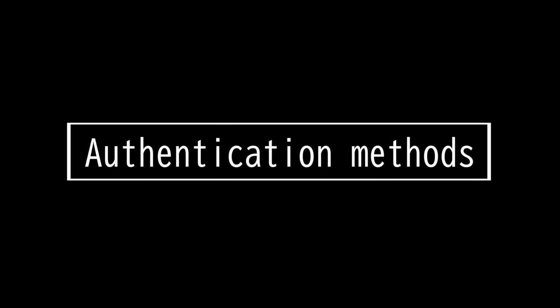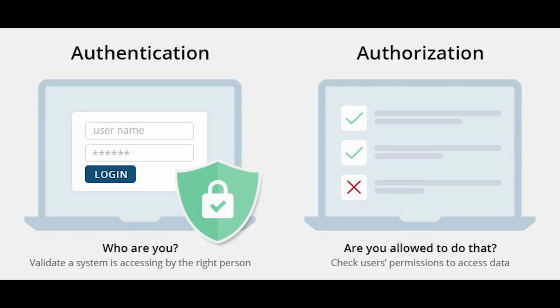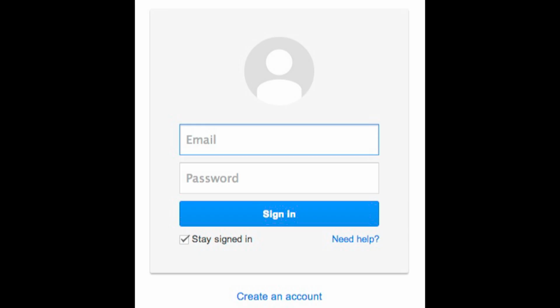This video is on authentication methods. Authentication is a way of finding out whether the user exists in the database or not. Once the user is found from the database, the next step is to ensure how many services that user has the right to access. An example is when a user wants to check his or her email.